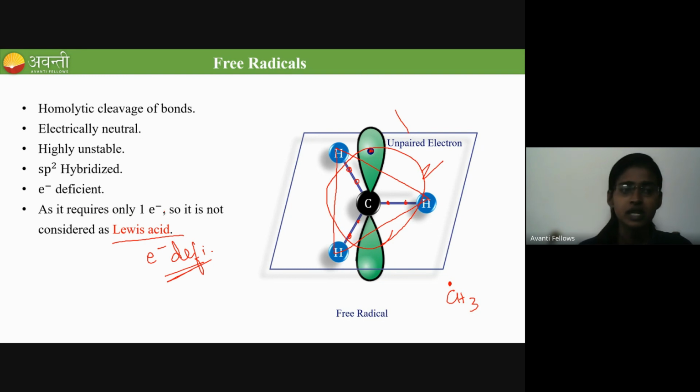So these are the very important points which you have to note down under free radicals. So any doubt from this? Shall I move on to the second intermediate, which is carbocation?